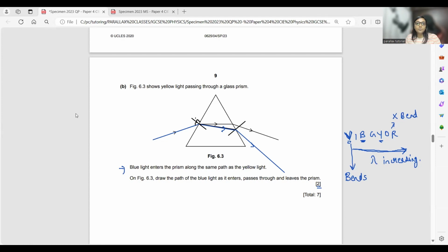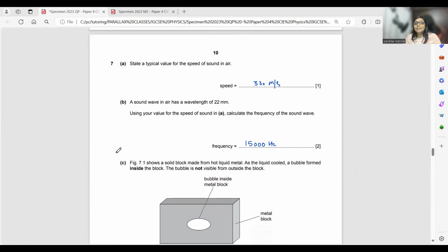Moving on, let's move on to the next question. Okay, state a typical value of speed of sound in air. This you need to know. It's 330 meters per second. The accepted range is 330 to 350. The marking accepts that much. However, 330 is fine. Okay, if you answer it as 330 meters per second, that's more than enough.